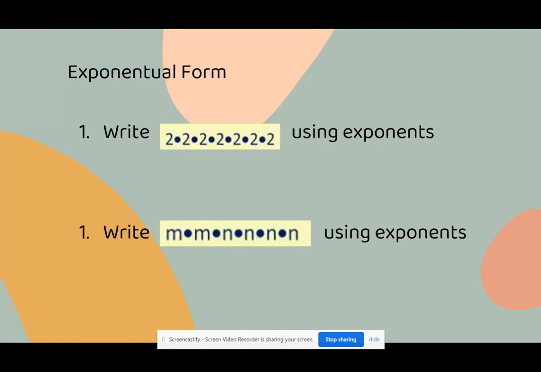Oh my gosh, that is not how you spell exponential. This U should be an I. Sorry about that. So exponential form is just going backwards.